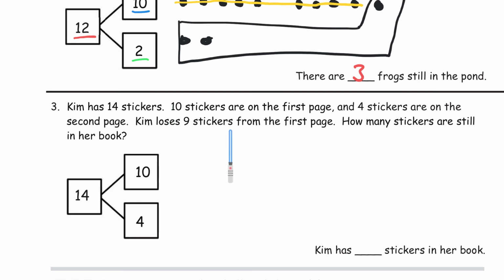So Kim loses 9 stickers from the first page. How many stickers are still in her book? So you're going to draw it out. You're going to have your 10 dots, your 4 dots, just like we did up above. You're going to cross out 9, circle what we have left, and that's going to be our answer. Go ahead and finish number 3, then turn the paper over, and we'll take a look at the next page together.